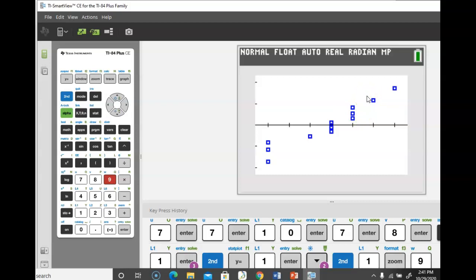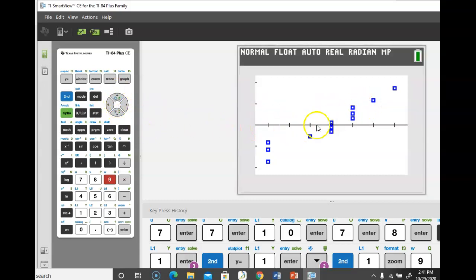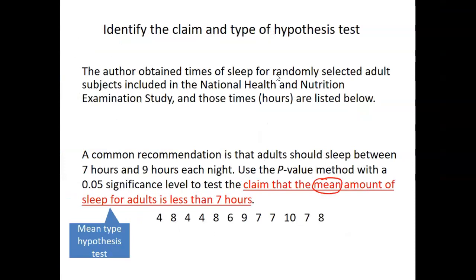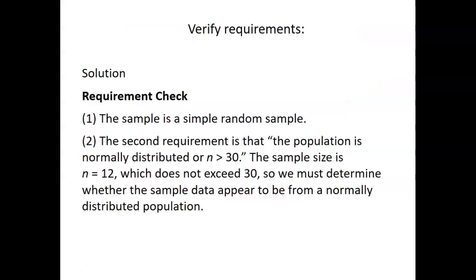So when you're not told whether it's normally distributed and your sample size is not more than 30, but you have your data set, then your calculator can help you figure that out. We could have also looked at the histogram, and with the histogram you'd want to see a normal symmetrical bell-shaped curve. Okay, so if we go ahead with this, we said that you enter your data, and from one variable stats, you're going to see the x bar is this number and S sub X is given here. So that's what we're going to use to complete our problem.